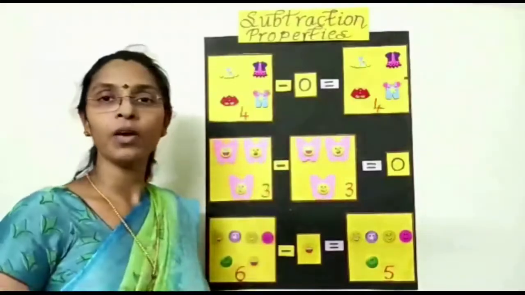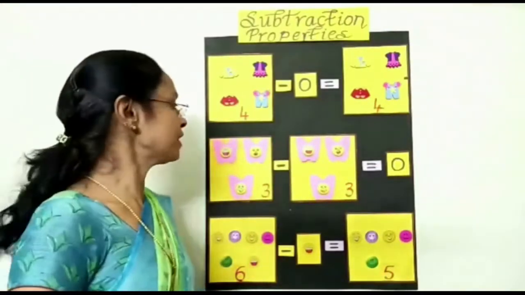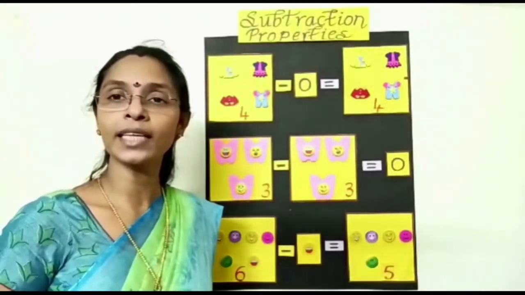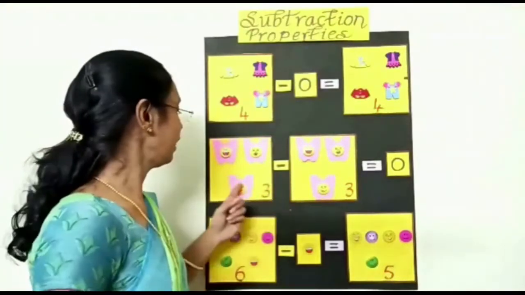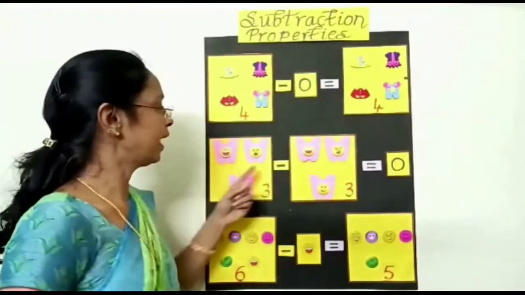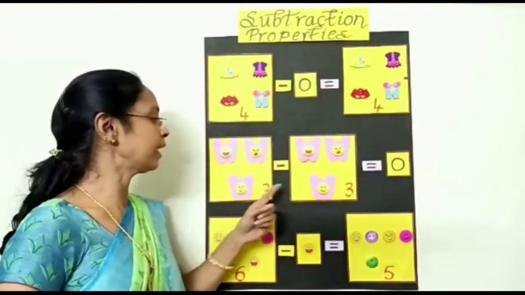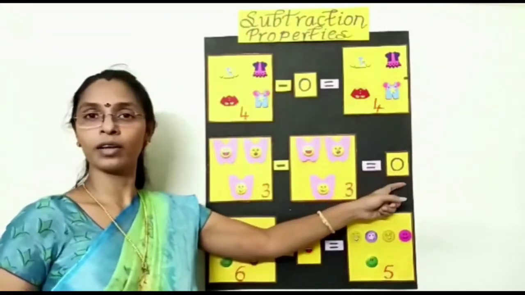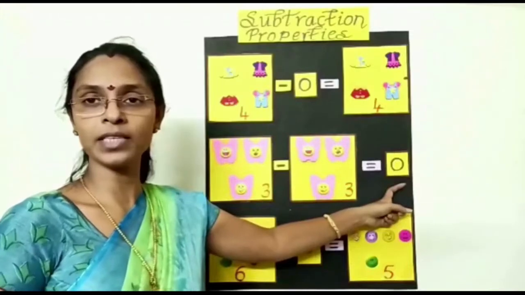The same way, what is the second property? Yes, when we subtract a number from itself, we get the difference as 0. Here we did the same thing. Here we have 3 smileys and here also we have 3 smileys. I subtracted 3 from 3. So how much did I get? I got 0. This is the second property.